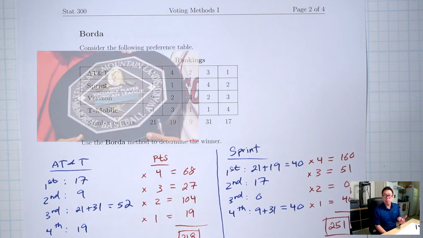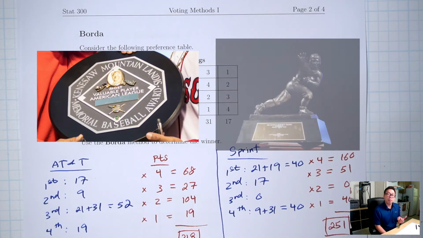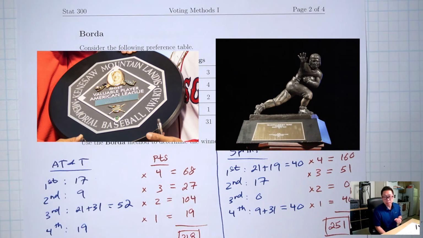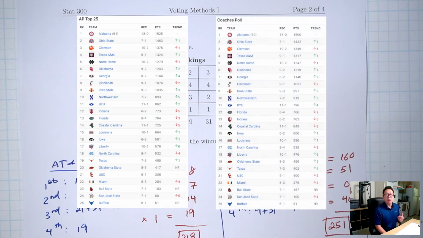So the Borda method is actually used in real life. The MVP voting for baseball uses this method. The Heisman Trophy in college football uses this method. And actually, a lot of college sports use this method for rankings. In college football, the AP poll and the coaches poll use the Borda method.